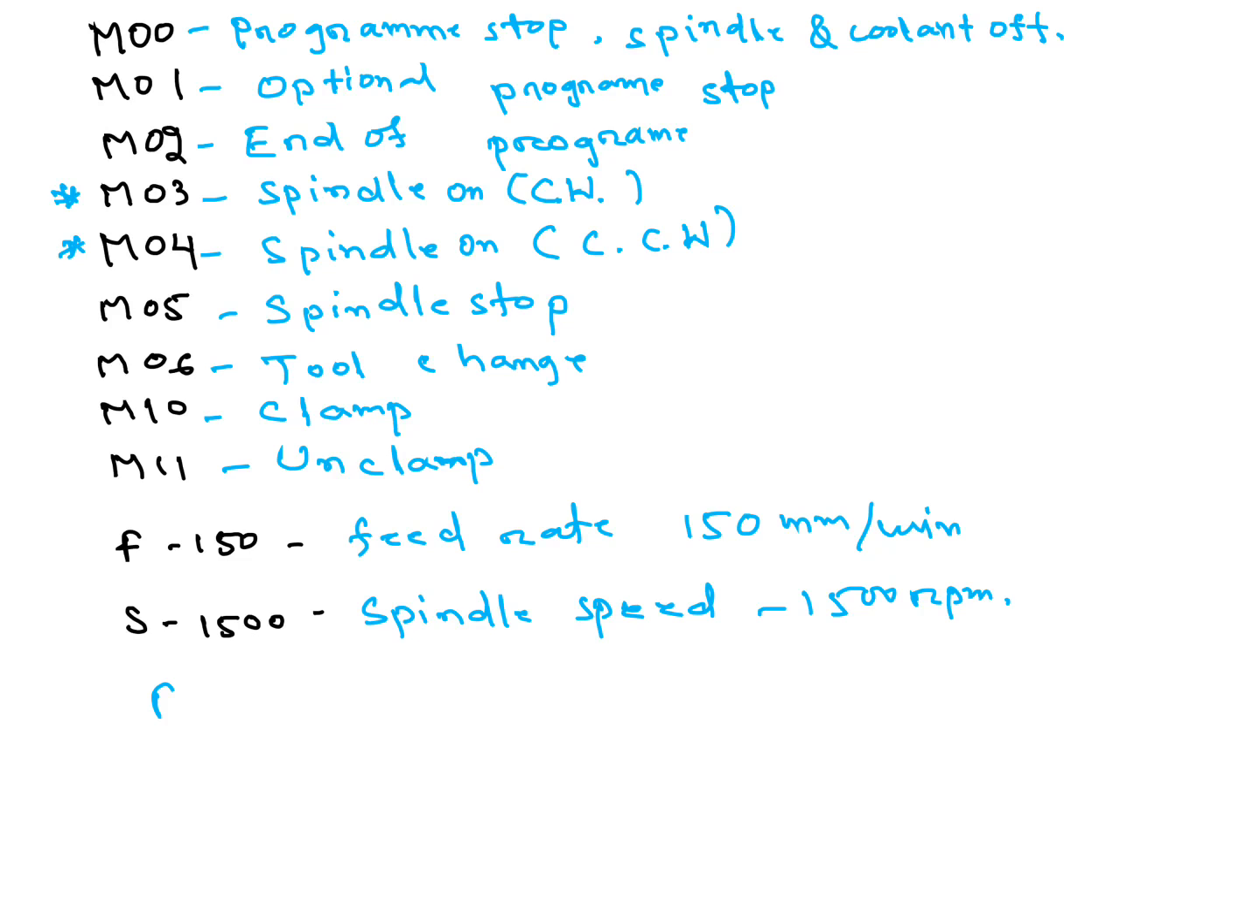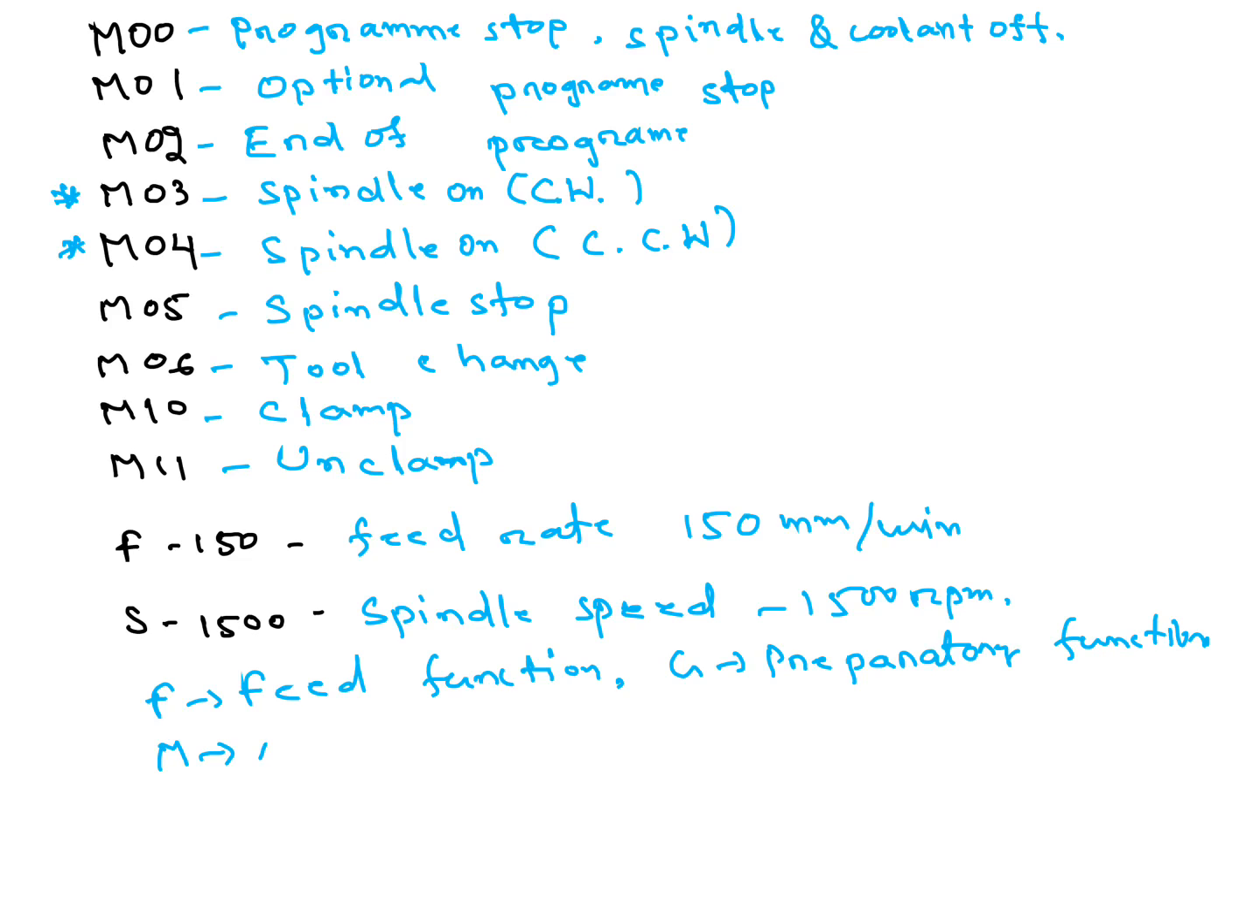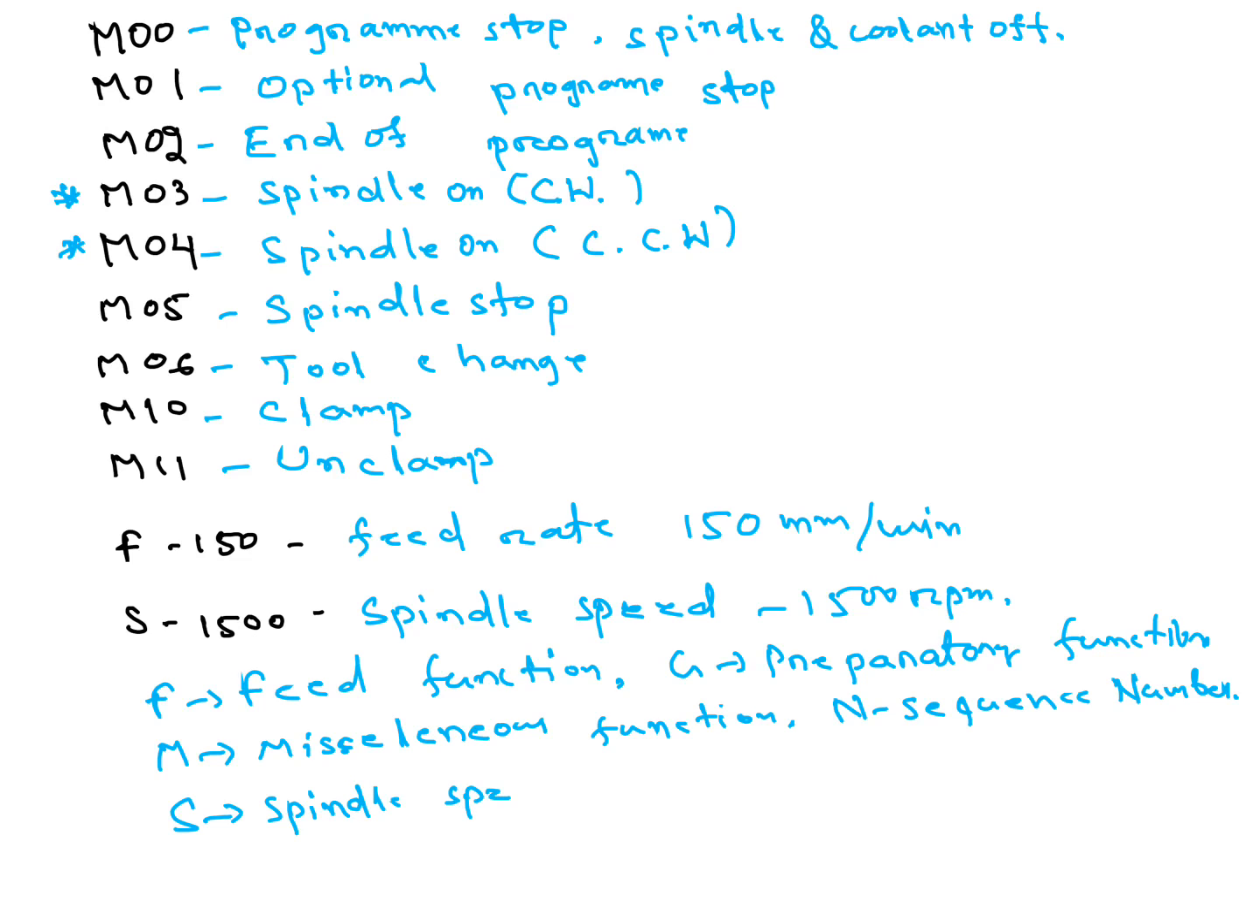F for feed function. G, preparatory function. M is for miscellaneous function. N for sequence number. S for spindle speed. T for tool function. Here F is important, and G, M, S.